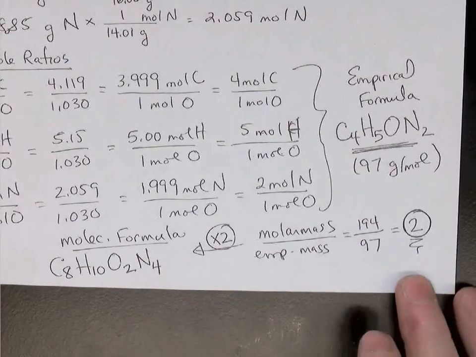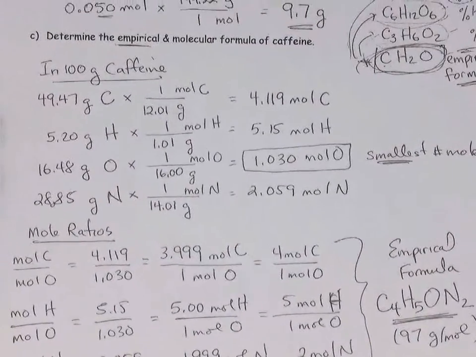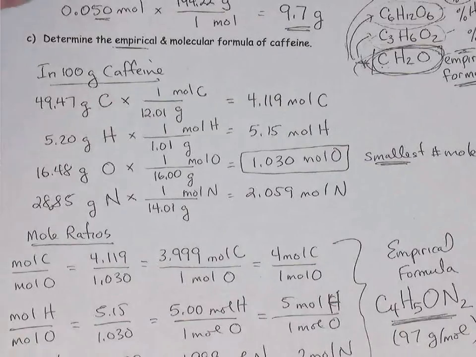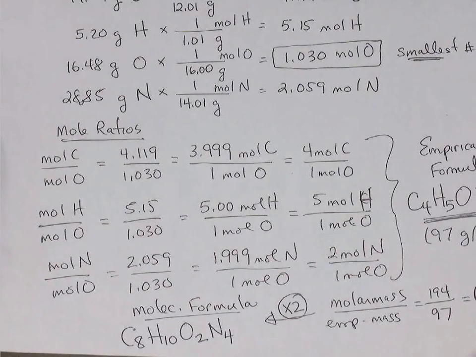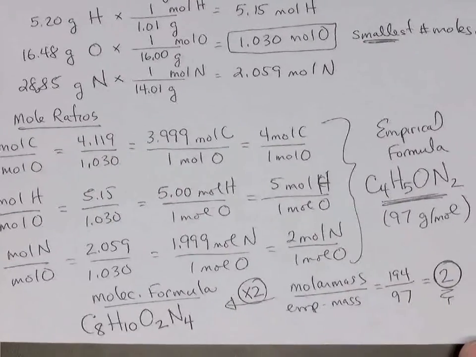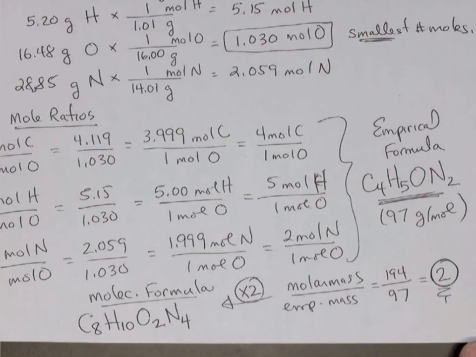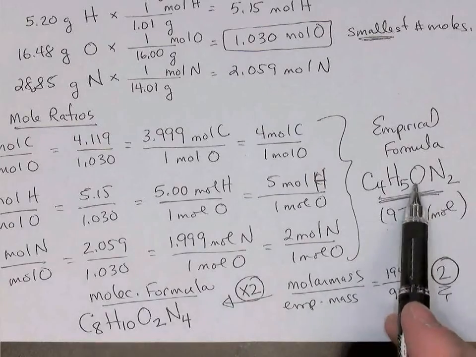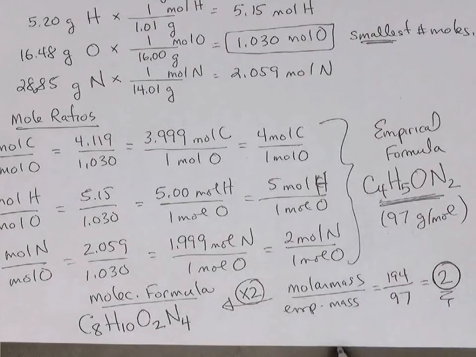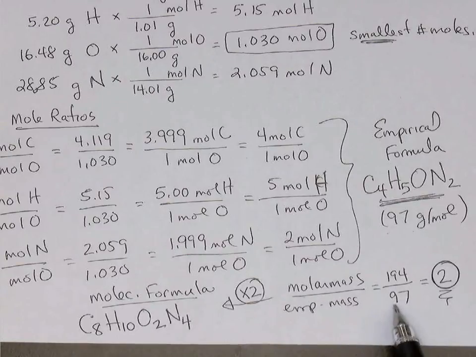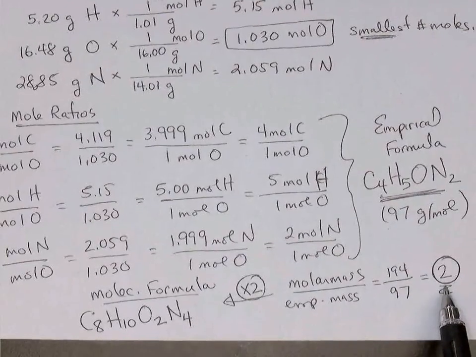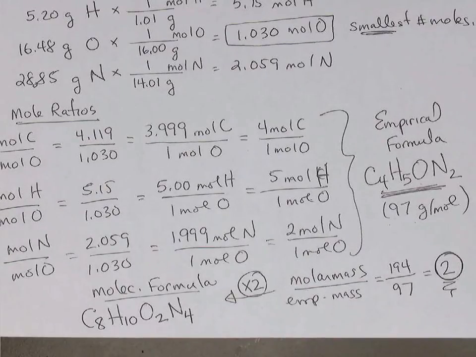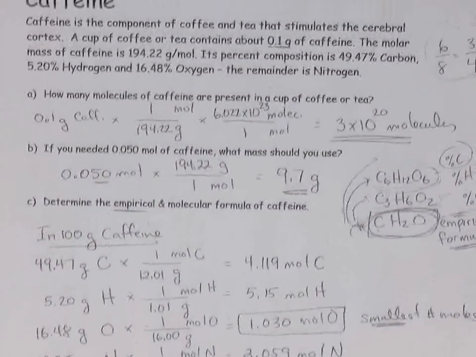We took the percent composition. We assumed we had 100 grams of the caffeine. We found the masses of the elements in the caffeine, converted those to moles. We then chose the smallest number of moles to calculate mole ratios with all of the other elements in the compound. From those mole ratios, we rounded off and got the empirical formula. We took the empirical formula and a periodic table to find its molar mass, in this case 97. That's 4 times 12 plus 5 times 1 plus 16 plus 2 times 14. The molar mass was 97. We divided the molar mass of the compound by the empirical formula's molar mass to get the multiple by which we multiply that empirical formula to get the molecular formula of the compound. So I hope that helps with empirical formulas and molecular formulas from percent composition information.